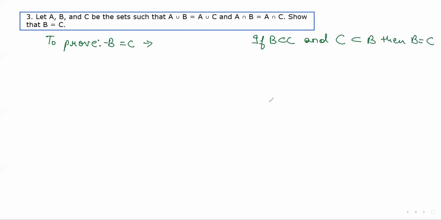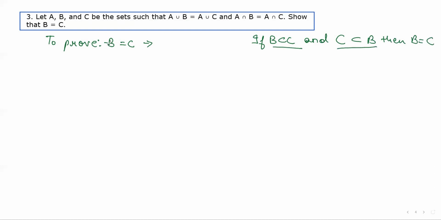Whenever you are supposed to prove two sets to be equal, there are a few ways to do it, but one of the most popular ways to do it is through subsets. That means if you have to prove that set B is equals to set C, then we know that by definition, if B is a subset of C and C is a subset of B, then B is equals to C. So two conditions over here are present. If both these conditions are satisfied, then we can directly say that B is equals to C.